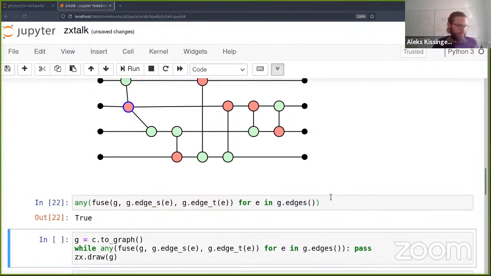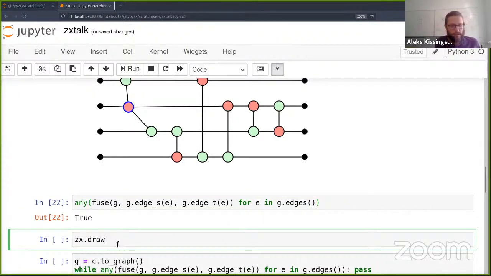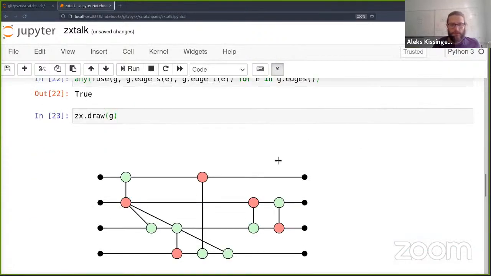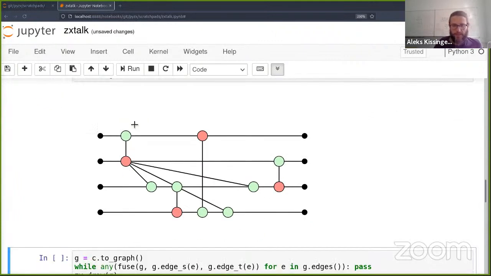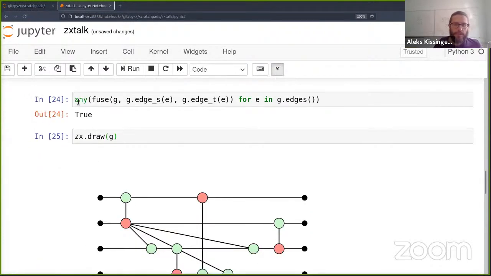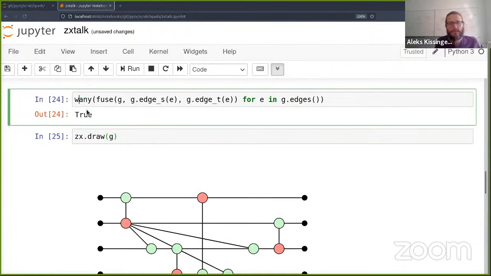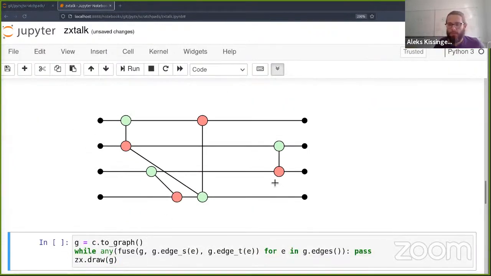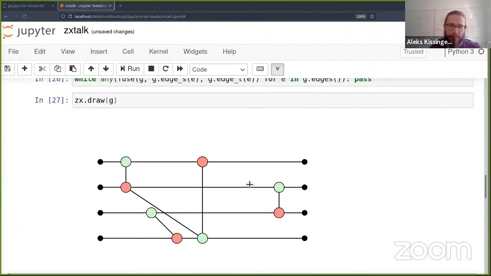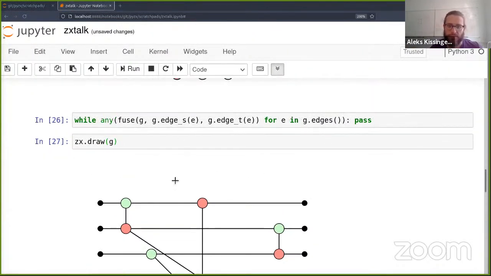So if I do that, and let me draw it again, I'll see that something fused, and if I do it again, I'll see that something is fused again, and so on. Or I can just wrap this thing in a loop. So if I say something like while this, pass, then it will fuse as much as possible on my graph. Okay, so there's better ways to do this, and slicker ways to interact with this tool interactively, but this is a very simple way. I can do some rewriting with this library.